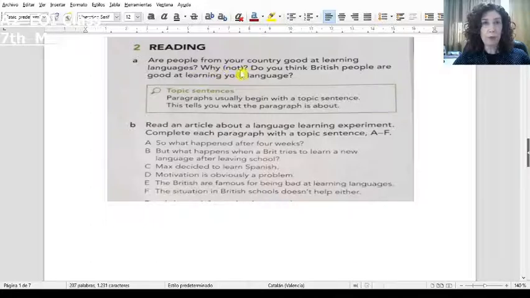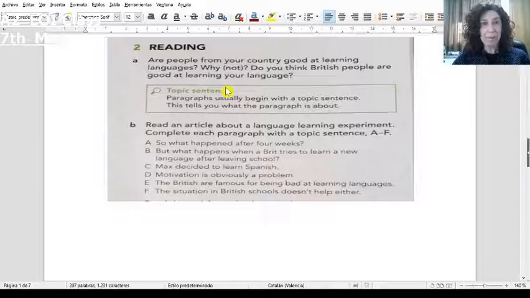Well, reading. Are people from your country good at learning languages? Why not? Spanish people, well, I think that's not a problem of Spanish people, maybe it has been education. Do you think British people are good at learning new languages? English people learning Spanish? Do you think they are good?